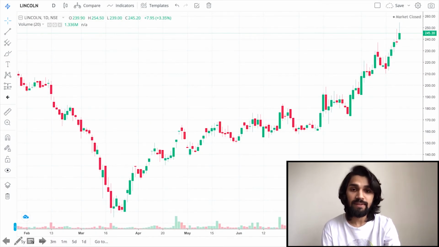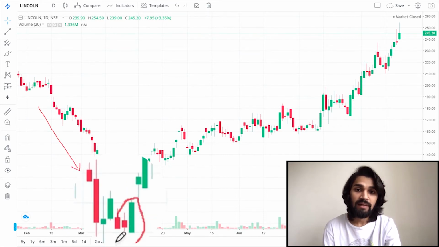I will show you an example. This is a chart of Lincoln Pharma. If you can see, there was a downtrend going on, and over here there is a clear bullish engulfing that is being formed, and you probably would take an entry above 100 and around 105.